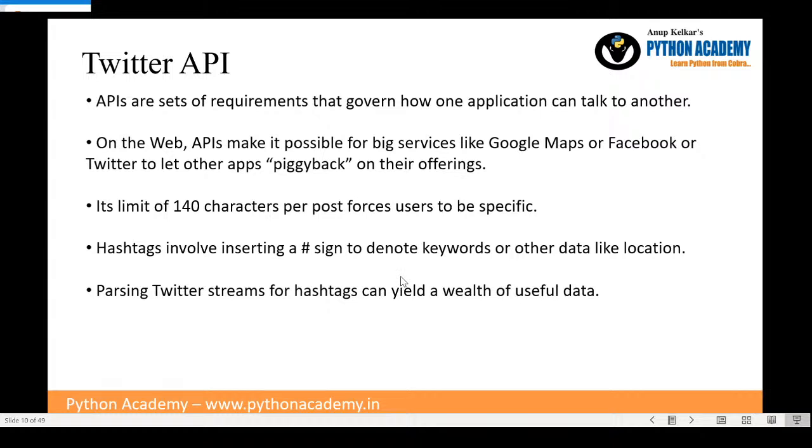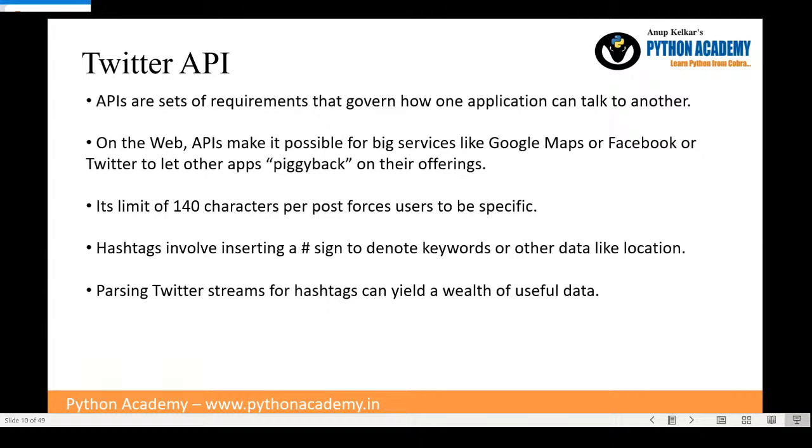Like today also, if you open Twitter, you will find some trending hashtag in India, because that is the topic currently going on. It also depends on location. In Maharashtra it may be different, in Telangana or Andhra Pradesh it may be different, or if you go to Tamil Nadu, it may be different. Yes, COVID and such are common topics, but there are some general topics also going on. So parsing Twitter streams for hashtags can yield a wealth of useful data, and that's why we are going to concentrate on Twitter API integration.